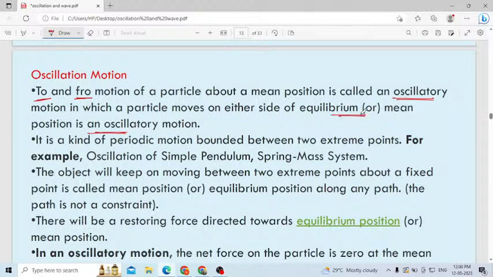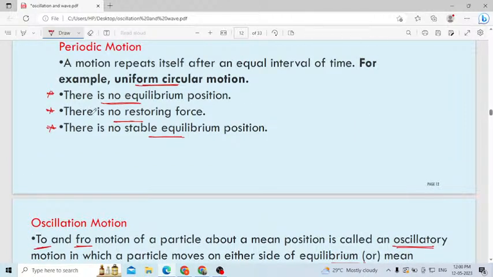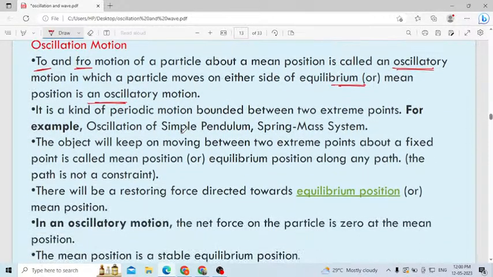In the case of periodic motion, there is no equilibrium point, no restoring force, and no stable equilibrium position. But in oscillatory motion, you can observe the mean point is there. The object oscillates in to and fro motion, and you can observe the equilibrium point, the mean position, on both sides. Simple harmonic motion, that pendulum experiment, you have to remember.